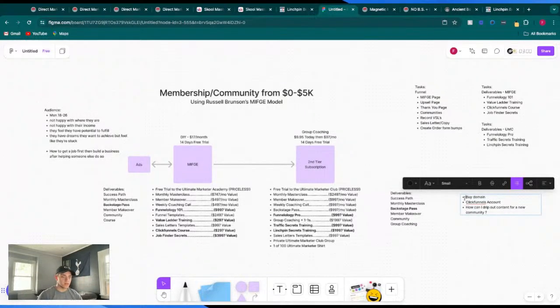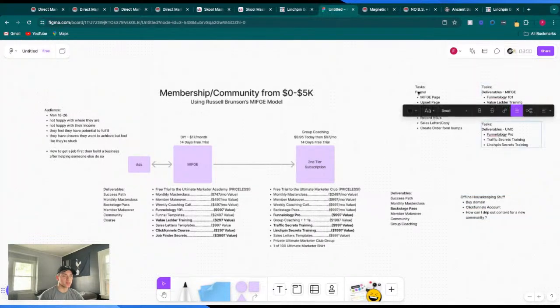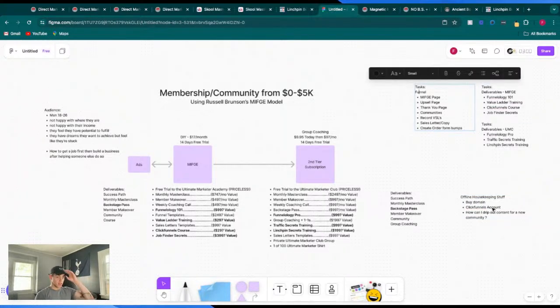So I guess these are like offline housekeeping stuff. Let's call it that. Buy domain, get the ClickFunnels account. How can I drip out content? What else? What else do I need to learn? Because it's kind of like a bottleneck for this, even though we're going to be building all this first, and then we'll worry about this later.